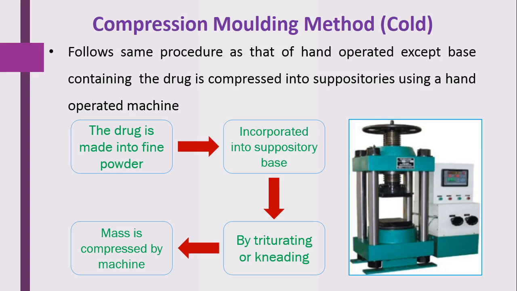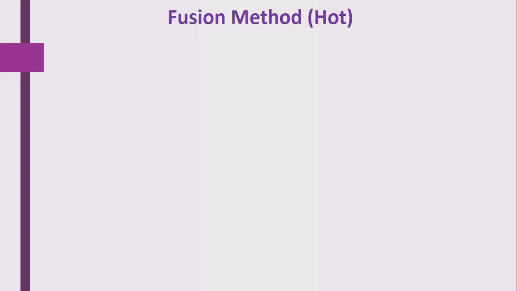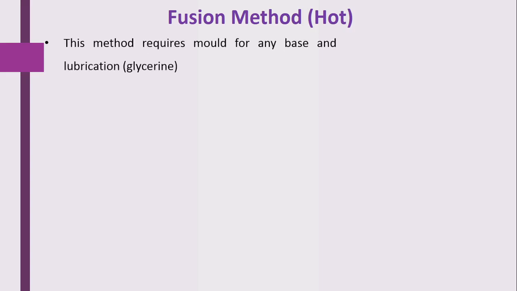So let's move to the next method here, that is the fusion method. Just keep in mind this fusion method is a hot process. So by using heat here, these suppositories are prepared. Let's see here. This method requires molds for any base and a lubricant, that is glycerin, which is mainly used for the lubrication of the molds here.